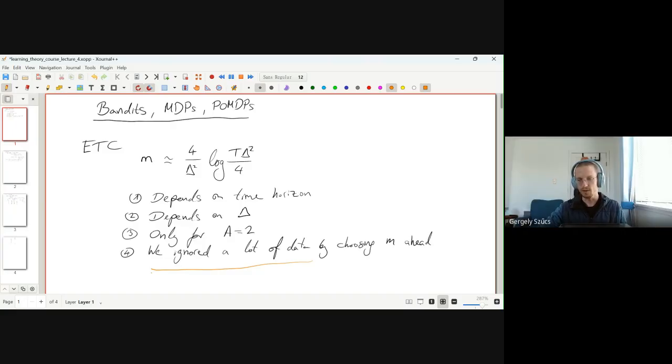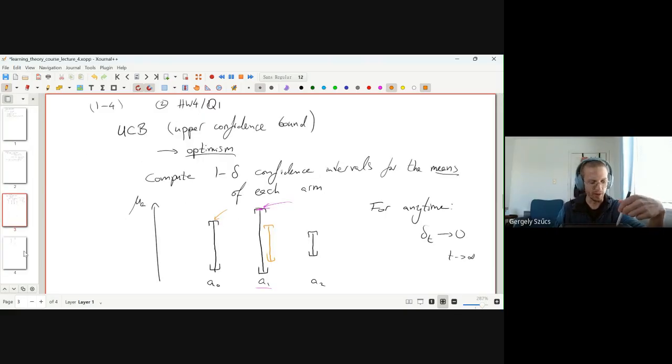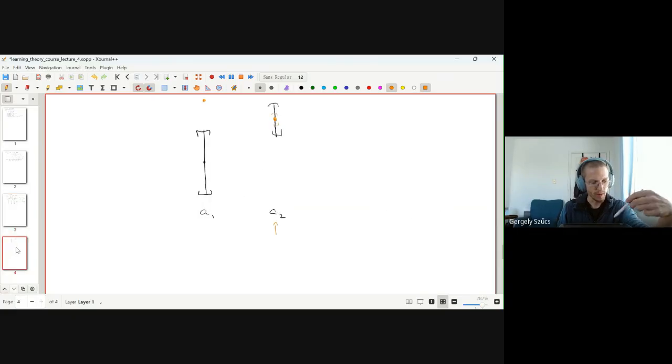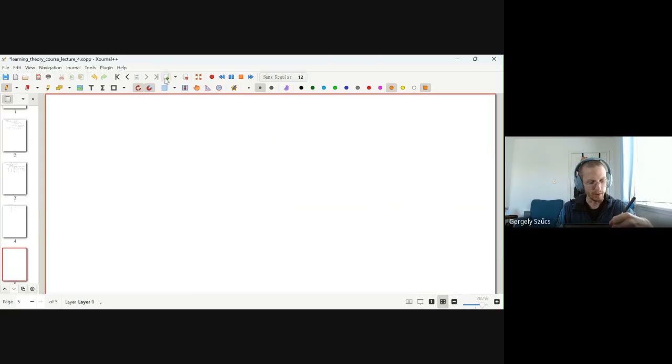So as I said, I wanted to mention these algorithms just so you know about them, and I wrote a bit more detail in the notes. But I think what would be interesting to see is to actually derive or sketch how to derive a lower bound for bandits. So that will be our next topic today, is to try to get a lower bound.